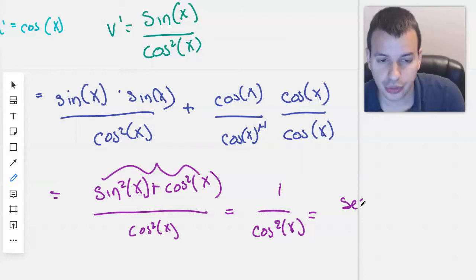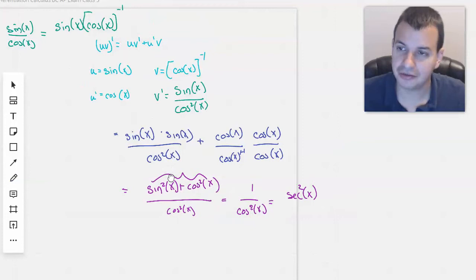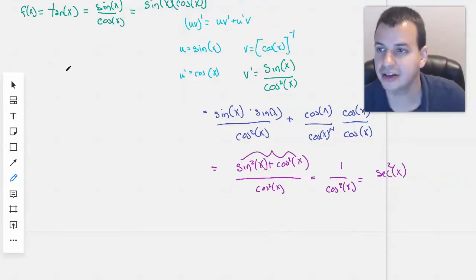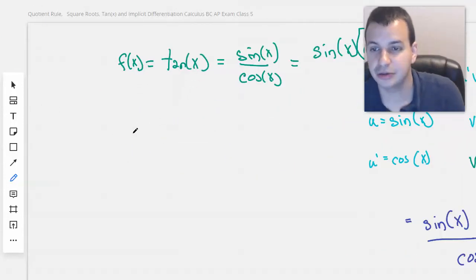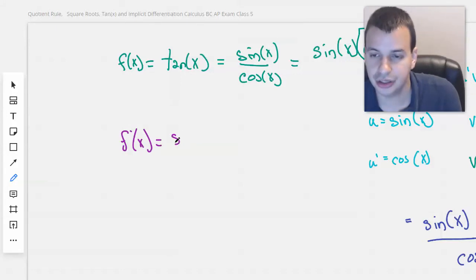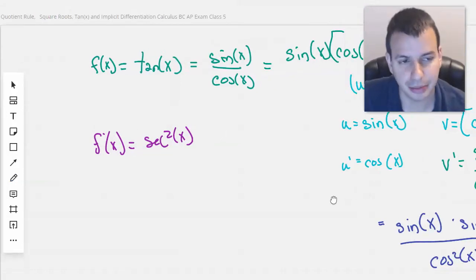And the 1 over cosine of x is secant of x. Therefore, after all this massive amount of work, we can tell that when f of x equals tangent of x, f prime of x equals secant squared of x. Now your next question is like, wow, that was a lot of work. Should I just memorize that?